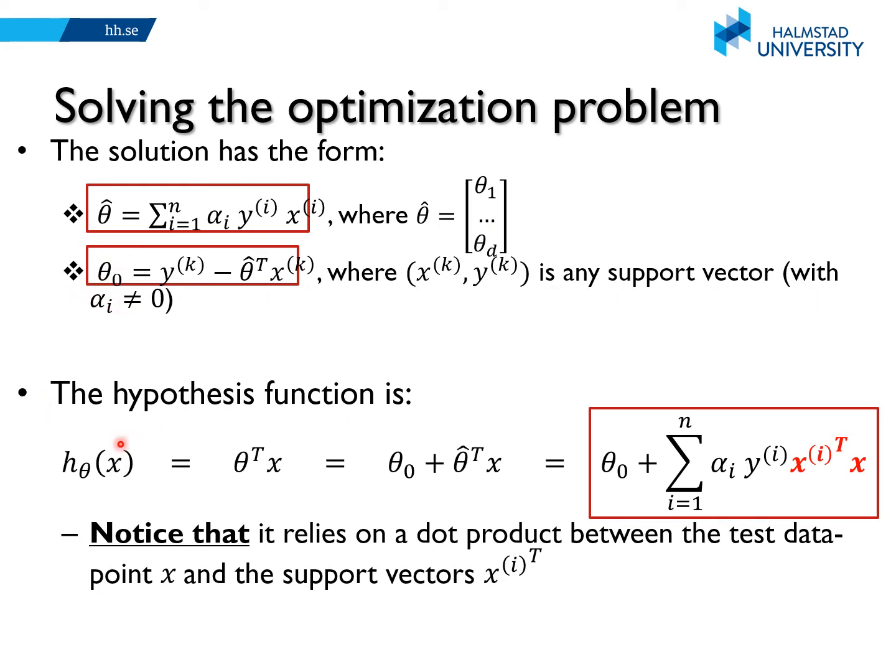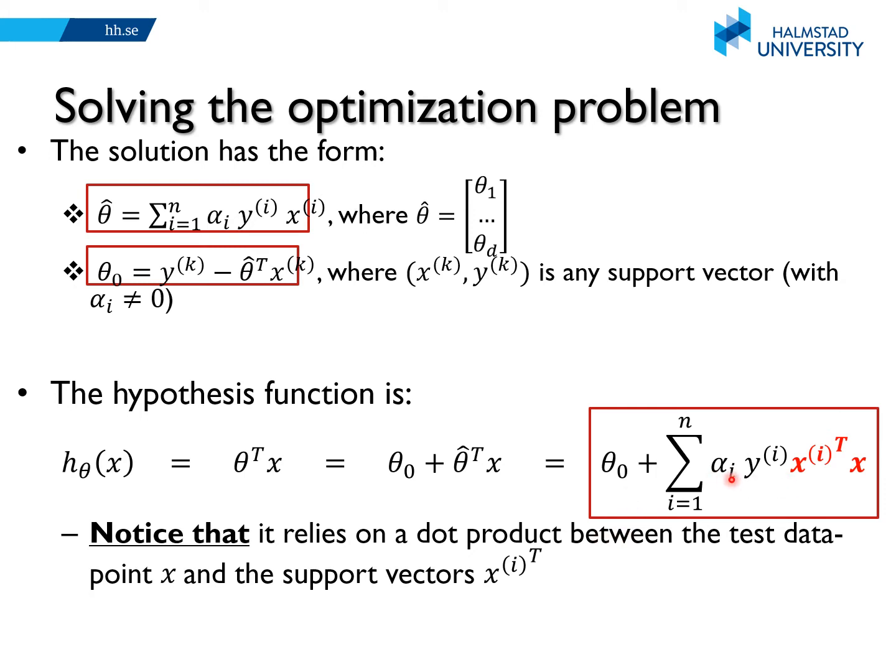Now, if we get a new data point x, a new test point, and we want to make a prediction to predict its class, then this is the hypothesis function that we use. So h of x is equal to theta transpose x. And if we replace theta by what we got here in this expression, then we get this expression.